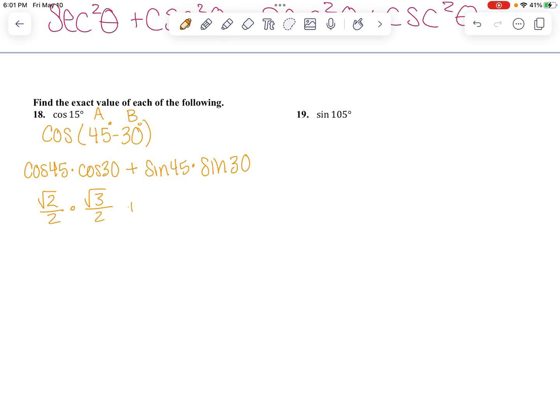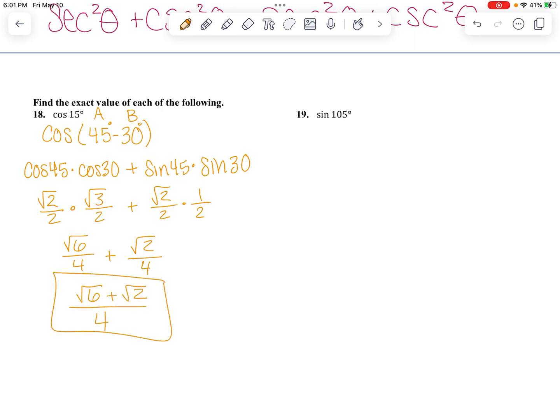Cosine of 45 is square root of 2 over 2. Cosine of 30 is square root of 3 over 2. Sine of 45 is square root of 2 over 2. Sine of 30 is 1/2, not 1/3. Multiply fractions, I multiply straight across. Square roots do multiply, so 2 times 3 is 6 in the square root. 2 times 2 is 4 in the denominator. Square root of 2 times 1 is just square root of 2 over 4. Add fractions. You need a common denominator, which we already have, but square roots do not add. So this is what we get.